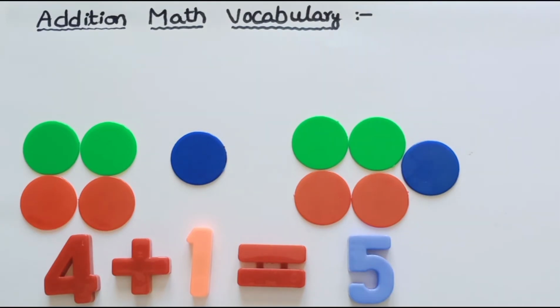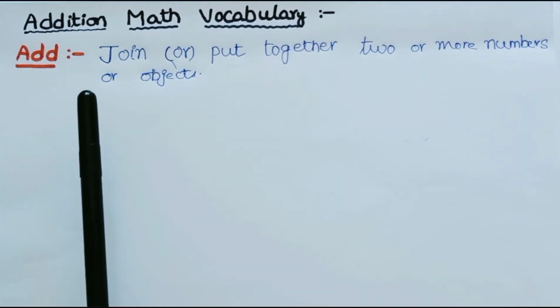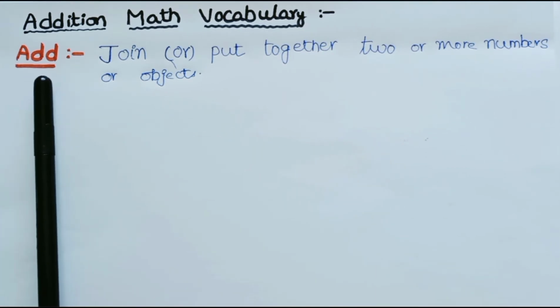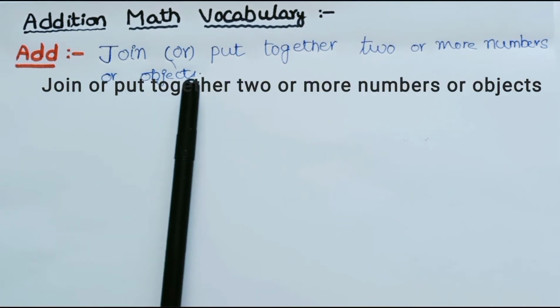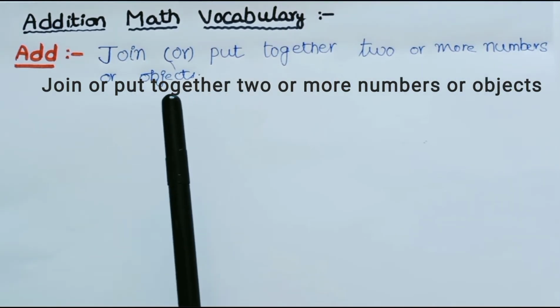After understanding this concept of addition concretely, then we have to move to paper and pencil work. That is the way of introducing the concept of addition abstractly. Now have a look at the addition math vocabulary. The first word is add. So what is meant by add? Add means join or put together 2 or more numbers or objects. Let us see one example.